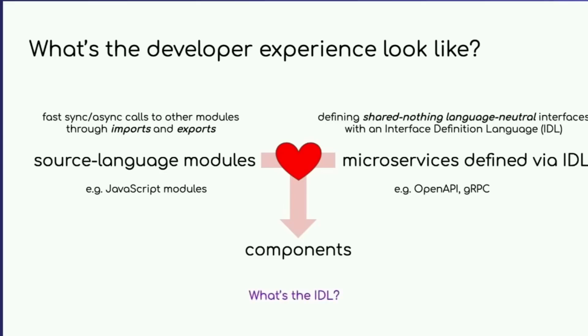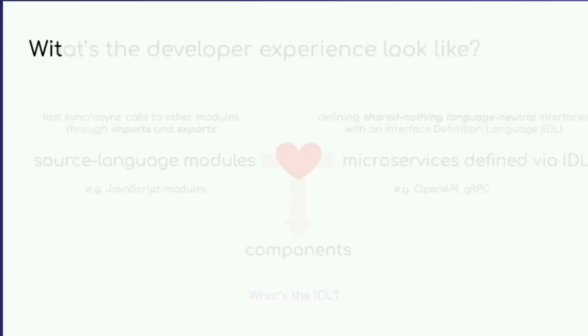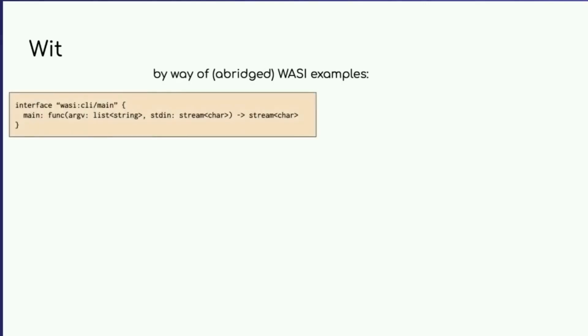So that raises the question, well, what's the IDL for components? And that's something that the WASI subgroup has been working on for a while, and it's called Wit. So just showing Wit by way of abridged WASI examples, WASI could define a WASI CLI main interface that defines a main function that takes an argv list of strings, and the standard in is a stream of chars, and returns standard out as a stream of chars.